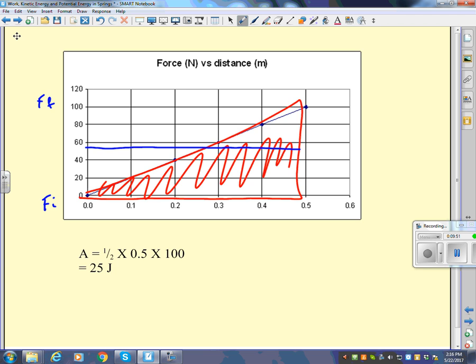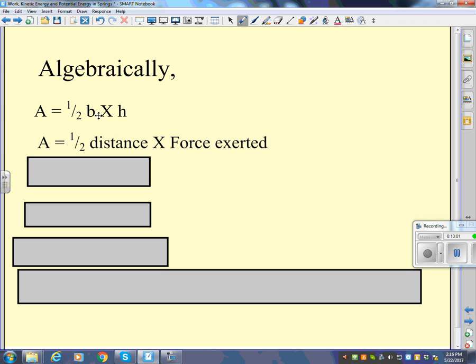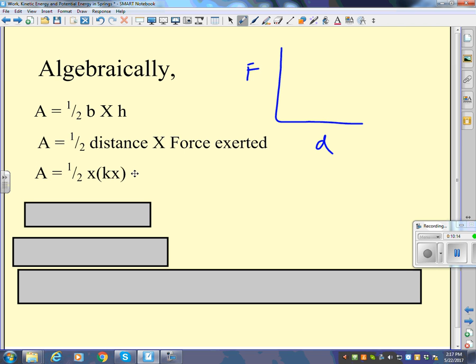Okay, now let's talk about this algebraically. The area of a triangle is 1/2 the base times the height. And the base of that triangle, remember this is force multiplied by distance, and again, pause as you need to make sure you get this stuff down. The base is the distance, and the height is the force. So the distance, we're going to represent that by the letter x. The force is from Hooke's law, kx, and now I've got 1/2 times x times k times x, or the area is 1/2 kx squared.